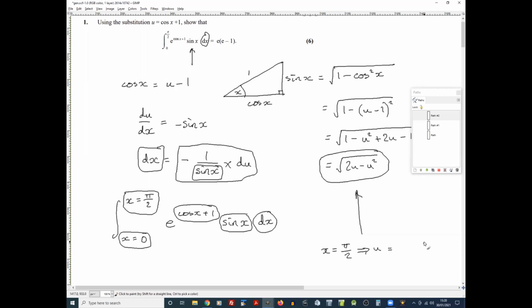At 12 o'clock, would it be 0? Yes. Horizontally, that's 0, isn't it? Vertically, what is it? 1. So sine of pi over 2 is the vertical coordinate, which is 1. Cos of pi over 2 is the horizontal coordinate, 0, because it's the horizontal coordinate.